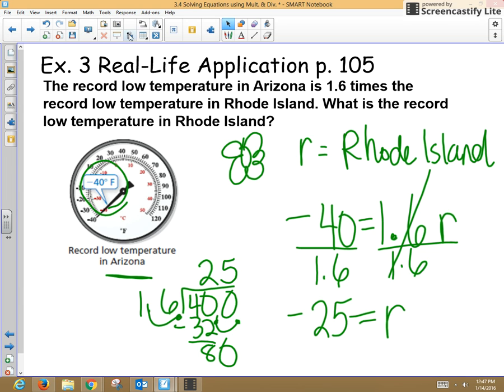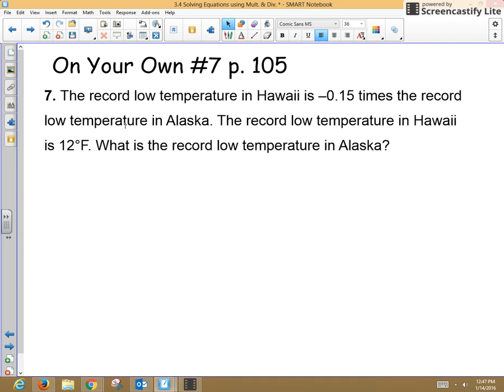Now I would like you to try our next question on your own, number 7. It says the record low temperature in Hawaii is negative 0.15 times the low temperature in Alaska. The record low temperature in Hawaii is 12 degrees Fahrenheit. Find the record low temperature for Alaska. Set it up a similar way as we did on the last example.